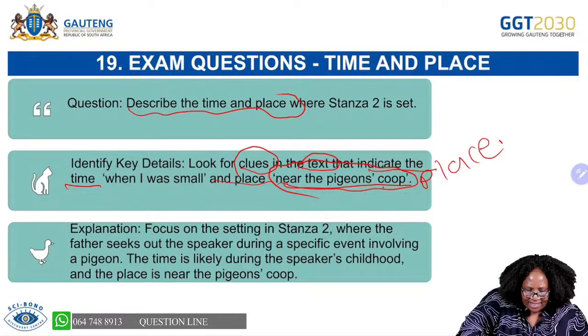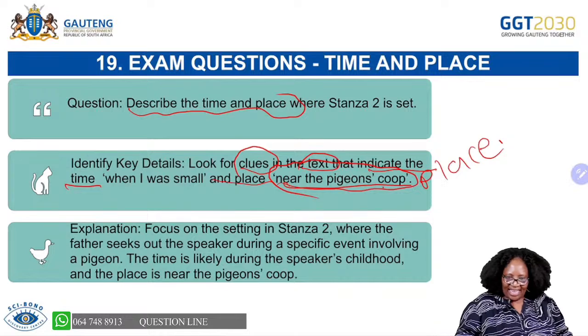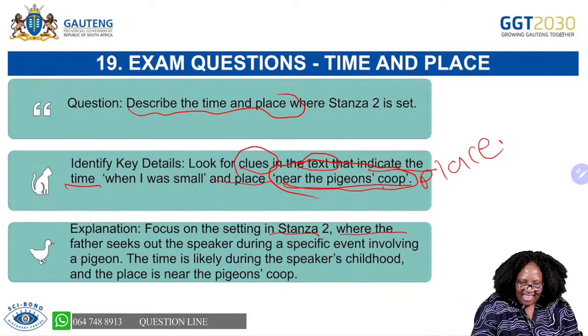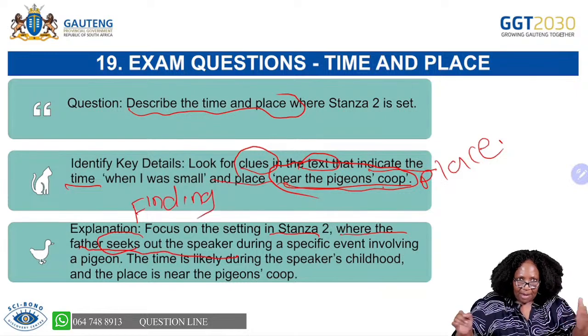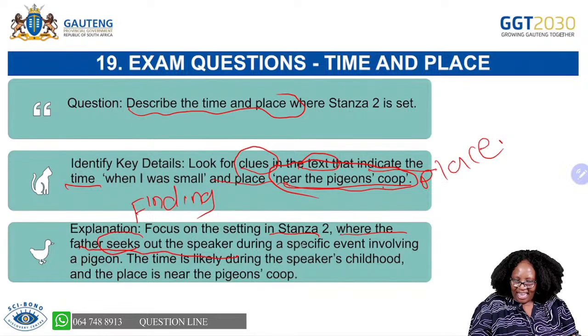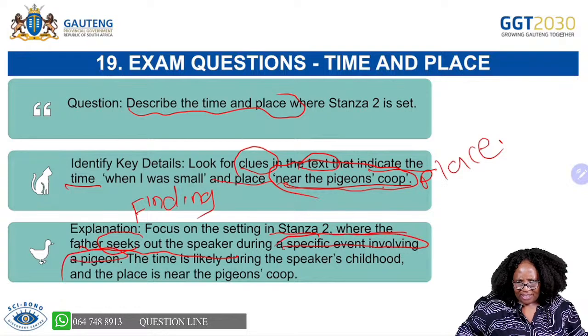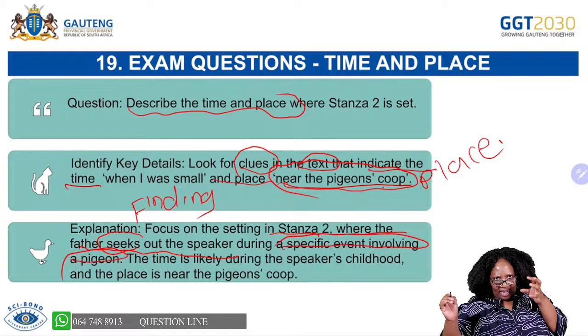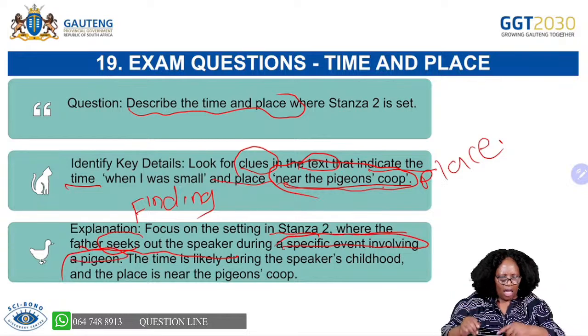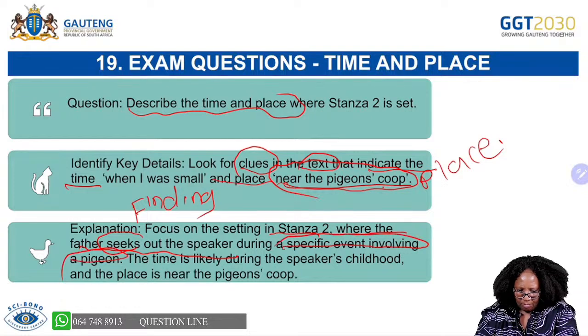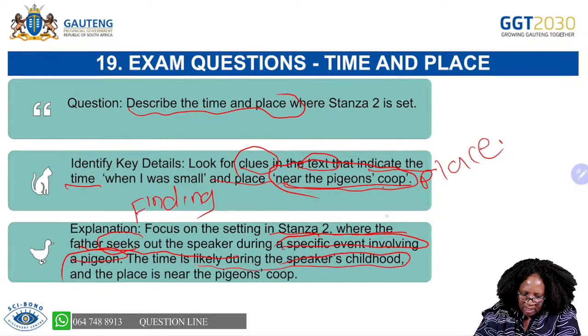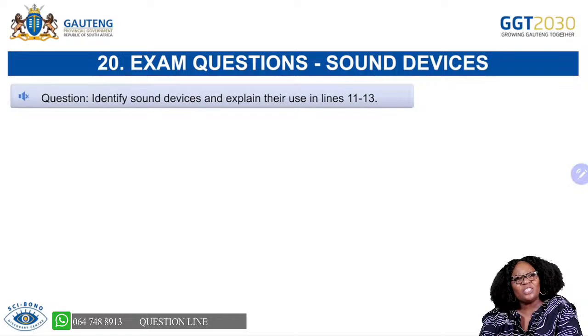How do we explain this for your 2 marks? You focus on the setting in stanza 2 where the father seeks out the speaker. Remember, seeking out, finding. Where's my daughter? Come, come. During a specific event involving a pigeon. What is that specific event? When the pigeon was coming home in mad terror from the chase with the hawk. The time is likely during the speaker's childhood. How do we know that? When I was small. And the place is near the pigeon's coop. Right. And for that, you get your 2 marks.